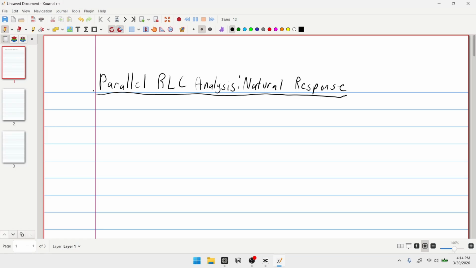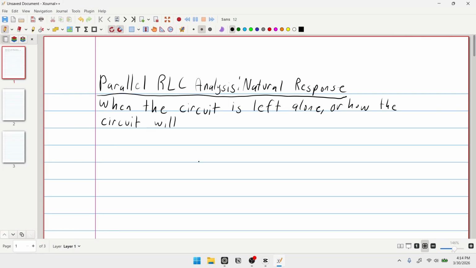So basically it's when the circuit is left alone, or more technically, how the circuit will respond naturally. Hence the name natural response, right?